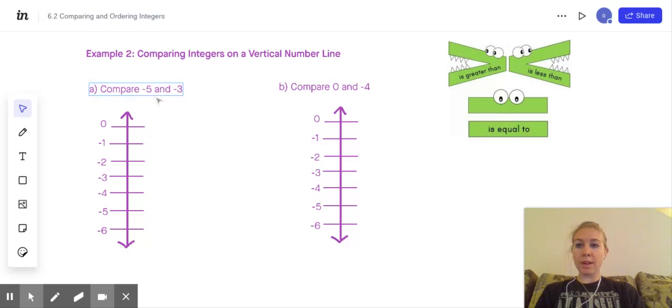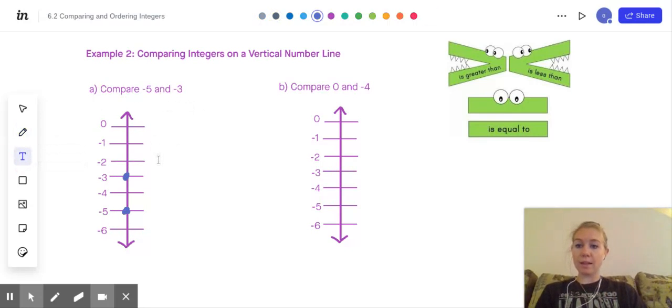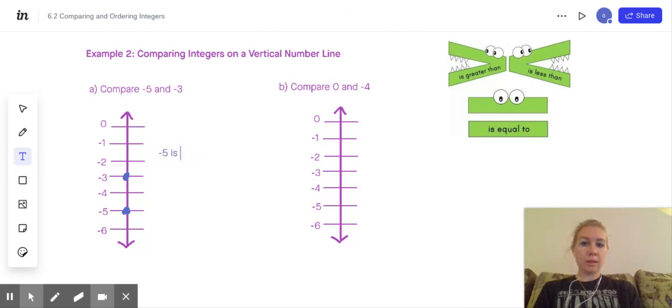So let's compare -5 and -3. So we're going to start out the same. We're going to graph -5. And then let's graph -3. And we get to determine if -5 is greater than or less than -3. Well, -5 is below -3. So -5 is less than -3.